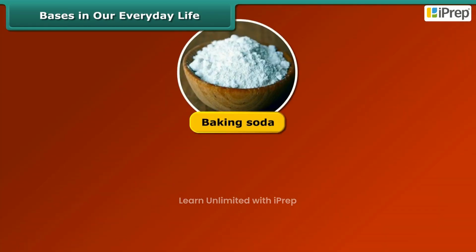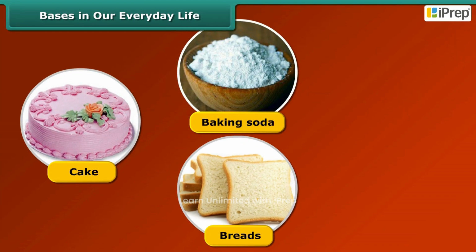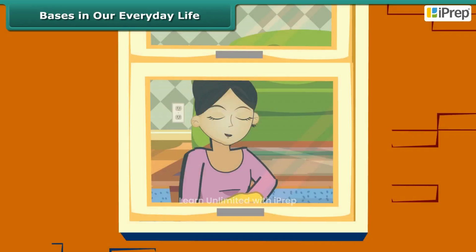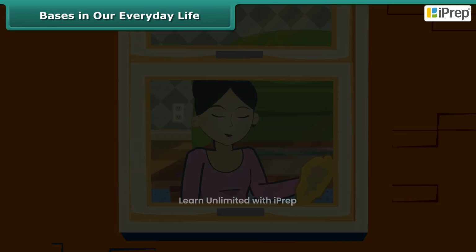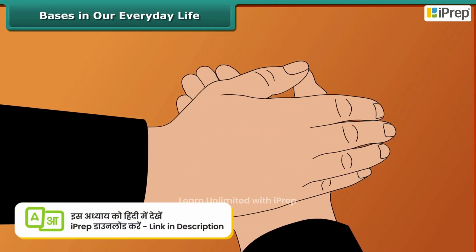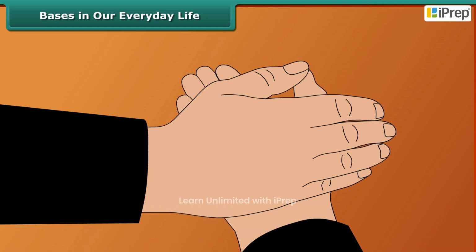The baking soda used in making cake, breads, and in other bakery items contains sodium hydrogen carbonate. When your mother cleans the window, put a drop of the solution she is using on your palm and feel it. You will feel slippery on your palm. This is because cleaners are made of ammonium hydroxide, which is a base.